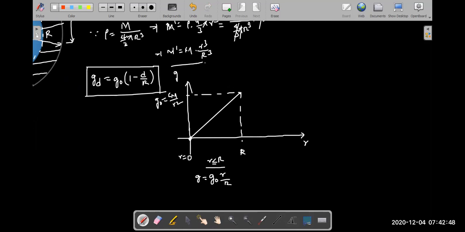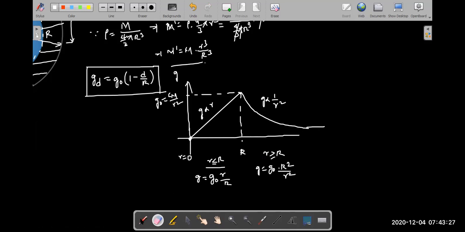But if r is greater than capital R, then how is it changing? g is equal to g naught into capital R square by small r square. Is that right? Here g is proportional to r. Here g is inversely proportional to r square. So at infinity it will become 0. Did you get the logic?